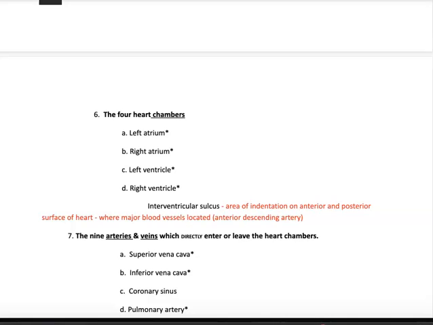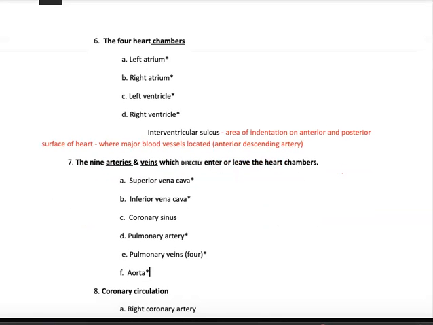The interventricular sulcus is an area of indentation on the anterior and posterior surface of the heart. It's where the major blood vessels are located. So it's not something that's easy to point to, other than you can see the major blood vessels of the heart. The coronary vessels are located there. Again, here you have all the arteries and veins that go directly into or out of the heart. Again, the best way to learn these is just to learn the order of blood flow through the heart, which is in a video. The one exception to that is the coronary sinus.